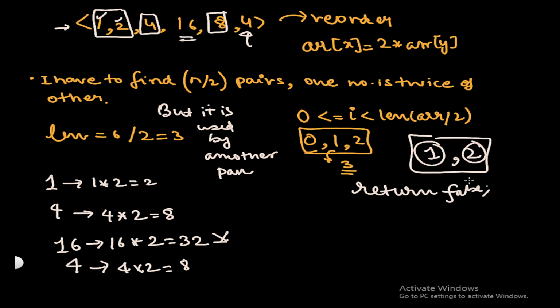Okay, so this is the main crux of the question, that if my array contains n by 2 such pairs where one number is double of the other, then I can reorder, otherwise I cannot reorder. I am not considering whether I have to order in this way or that way. I am just checking. Okay, let us take one more example, and this is the example.